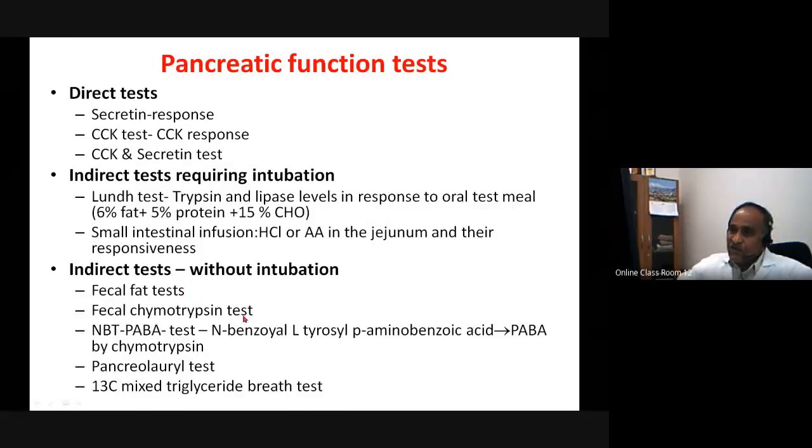The fecal chymotrypsin test. Again, the fecal content for 24 hours is collected and the chymotrypsin level is estimated. And if the chymotrypsin is present, that means the enzyme is not utilized.